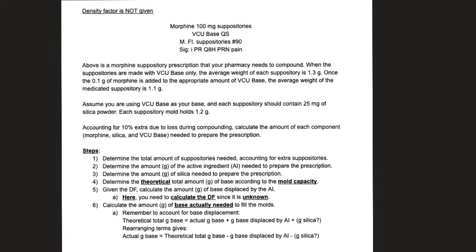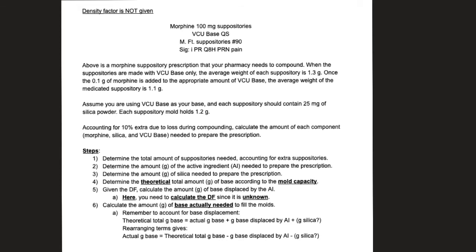So here's a problem. The next two problems, we're not given a density factor. So this first problem, we're making morphine 100 milligram suppositories, QS with VCU base. We're going to make 90 suppositories, and the directions is 1 rectally every 8 hours as needed for pain. So here we have a morphine suppository prescription that our pharmacy needs to compound. When the suppositories are made with VCU base only, the average weight of each suppository is 1.3 grams. Once the 0.1 grams of morphine is added to the appropriate amount of VCU base, the average weight of the medicated suppository is 1.1 grams.